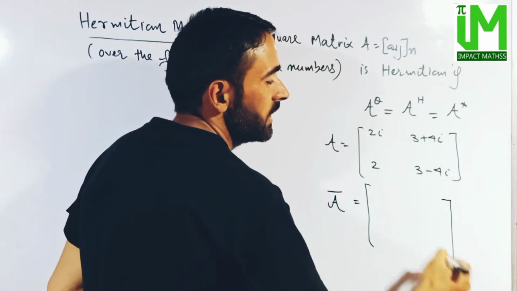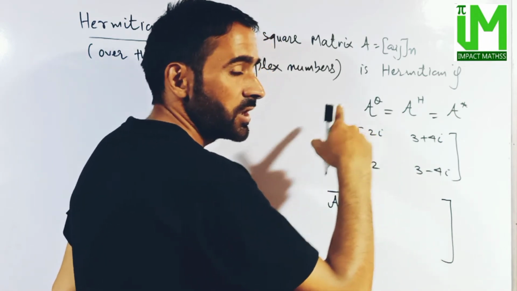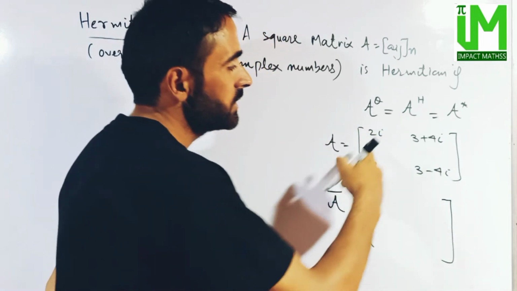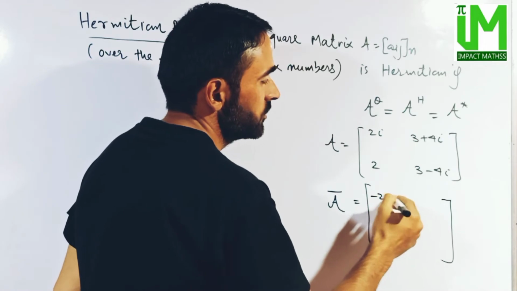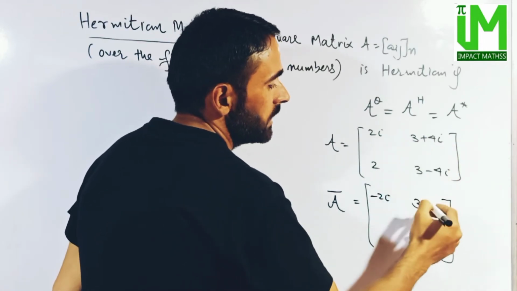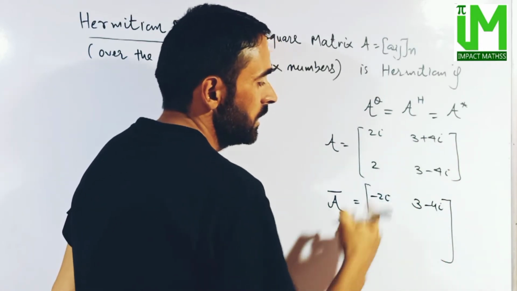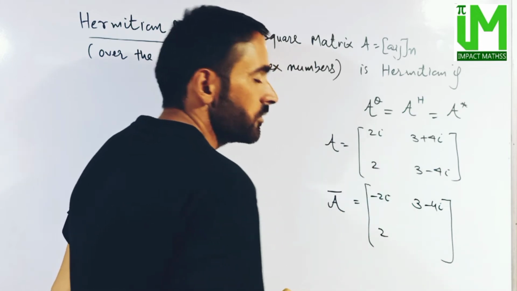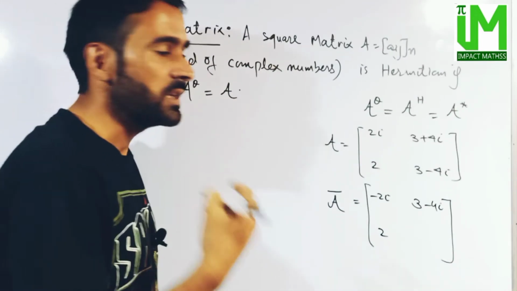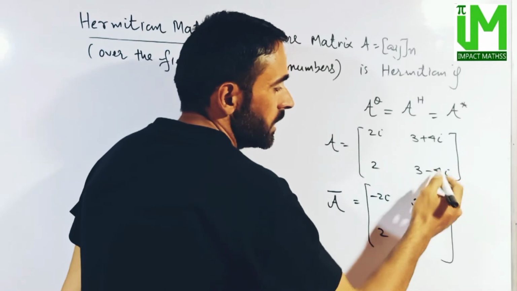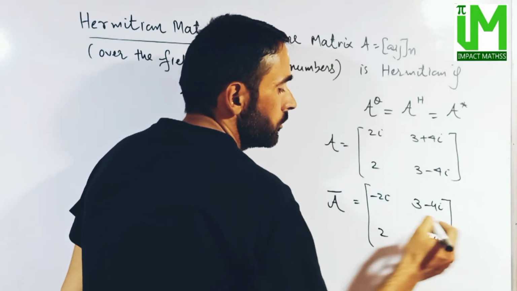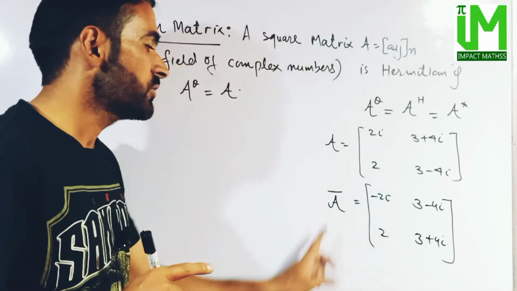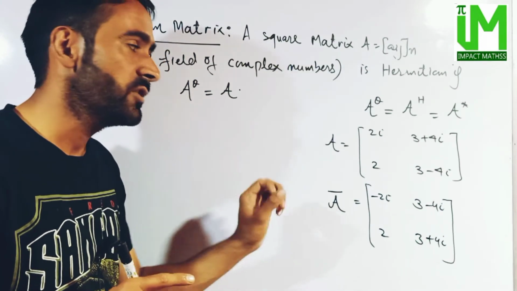Now here the conjugate of every entry, that is, change of sign in the imaginary part: 2i, so this will be minus 2i. 3 plus 4i, so it will be minus 4i. 2 as it is, because the conjugate of a real number is the real number itself. 3 minus 4i, so plus 4i. So this will be the conjugate matrix.